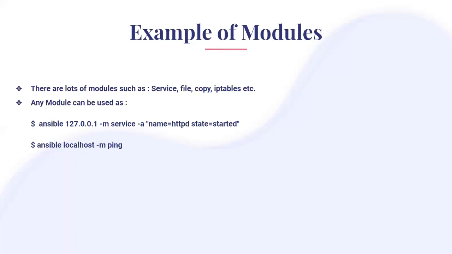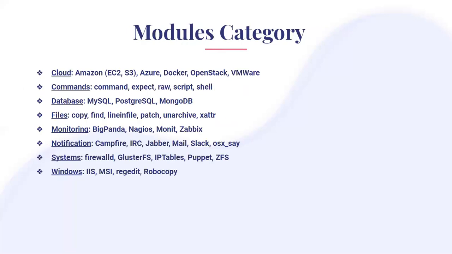Then come the options for the module, like it's the HTTP service, and we are mentioning that I want this to be started. So that is the idea we talked about, that it will just make sure that it is started. The next command is to try the ping command, if you want to check the connectivity between the machines. So this is useful for that. These are various categories of modules which you can make use of. So there is the cloud category. If you are into cloud infrastructure management, then make use of it.